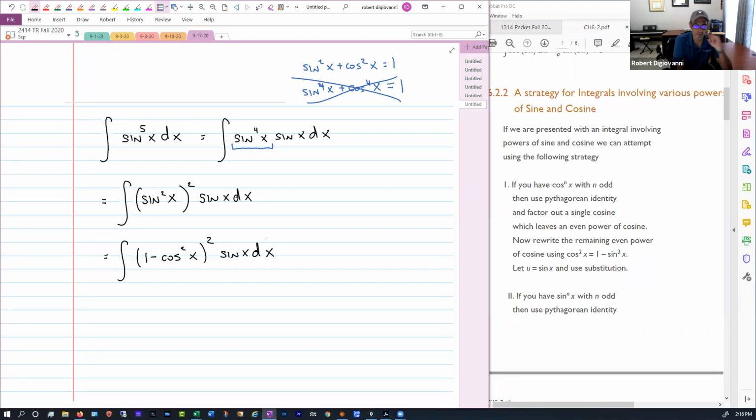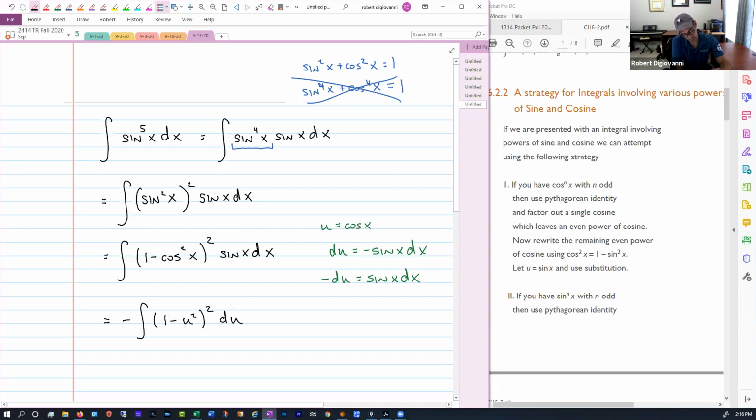And now you make your substitution. U is cosine x, du is negative sine x dx. I'm off by a sign. So I just multiply both sides by -1. And then I rewrite the integral. Negative comes out, integral 1 minus u squared squared du.